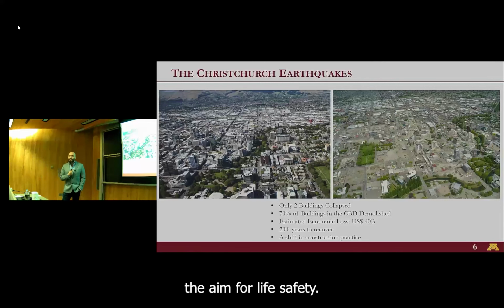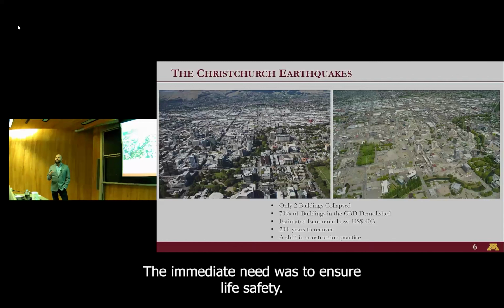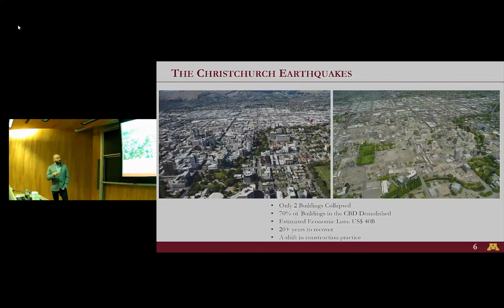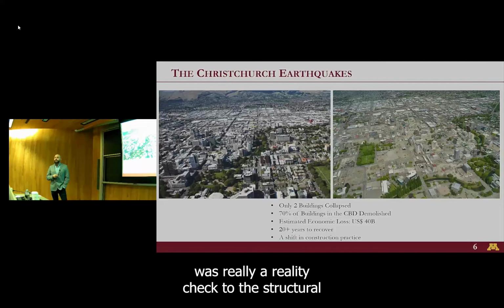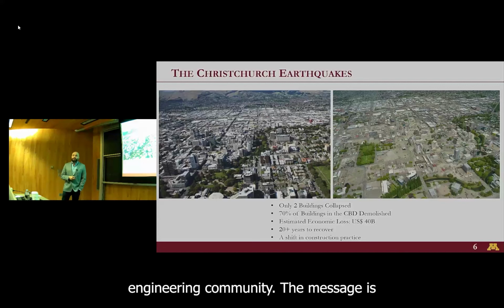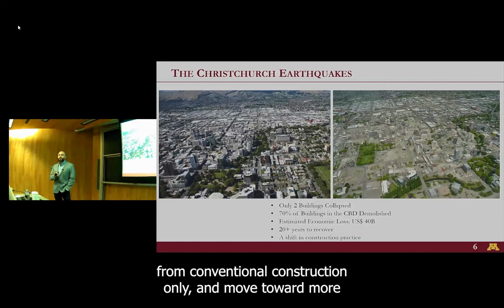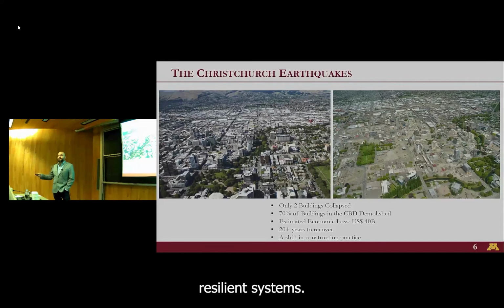life safety. And it's because that was the need at the time, especially after the Northridge and Kobe earthquake in Japan. The immediate need was to assure life safety. But now with these new experiences, which was really a reality check to the structural engineers and the earthquake engineering community, the message is clear. We have to move away from conventional construction only and move towards more resilient systems.